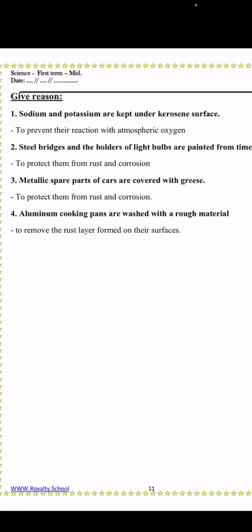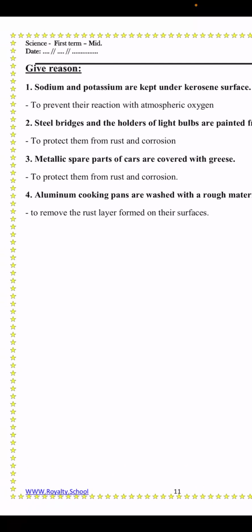Sodium and potassium must be kept under a kerosene surface to prevent the reaction with atmospheric oxygen. Steel bridges and holders of the light bulbs are painted from time to time. Why? To protect them from rust and corrosion. Metallic spare parts of the cars are covered with grease. Why are they covered with grease? To protect them from rust and corrosion.